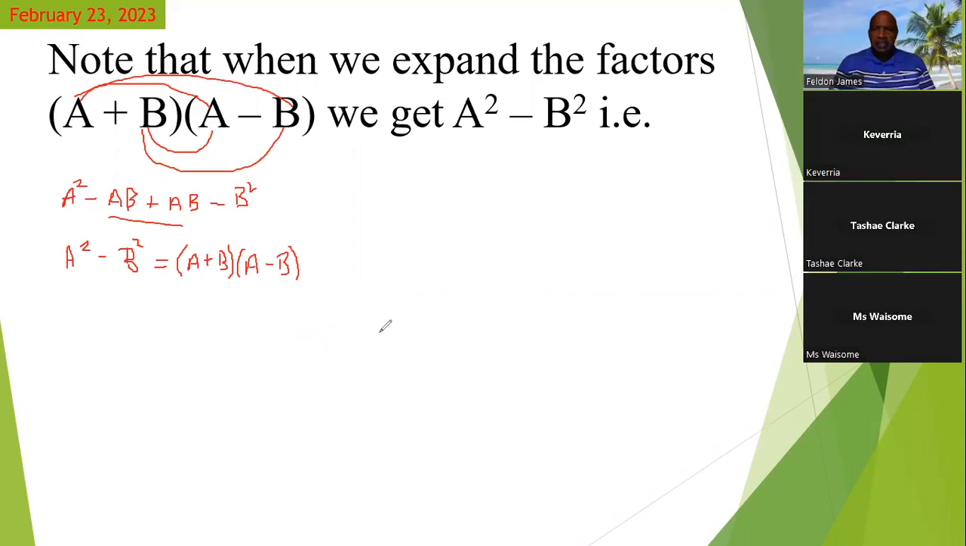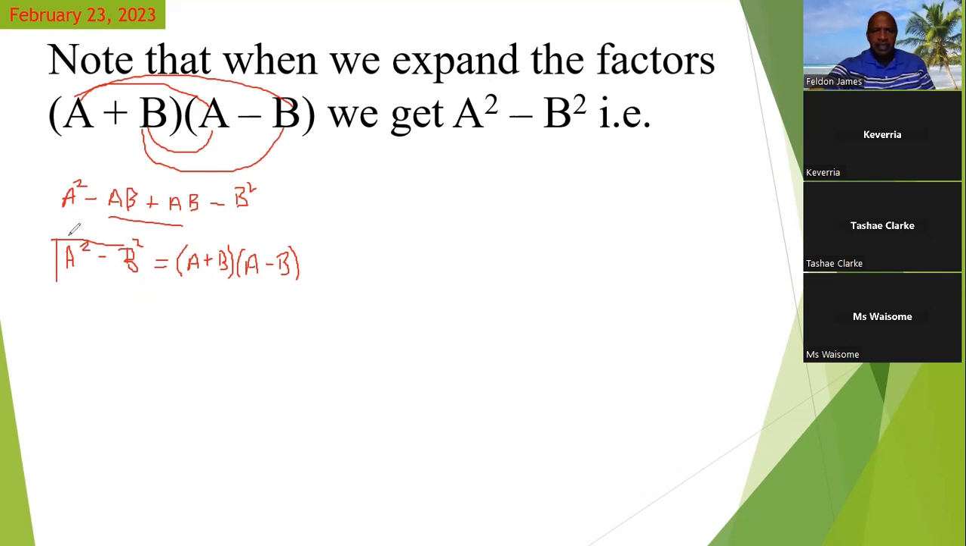Now, since this is so, if this is the expanded form, then the right-hand side is the factorized form. So all we have to do is just remember this formula. So what would be the formula? If you have a squared minus b squared, then it is equal to the product of a plus b times a minus b. So that's all you need to remember.